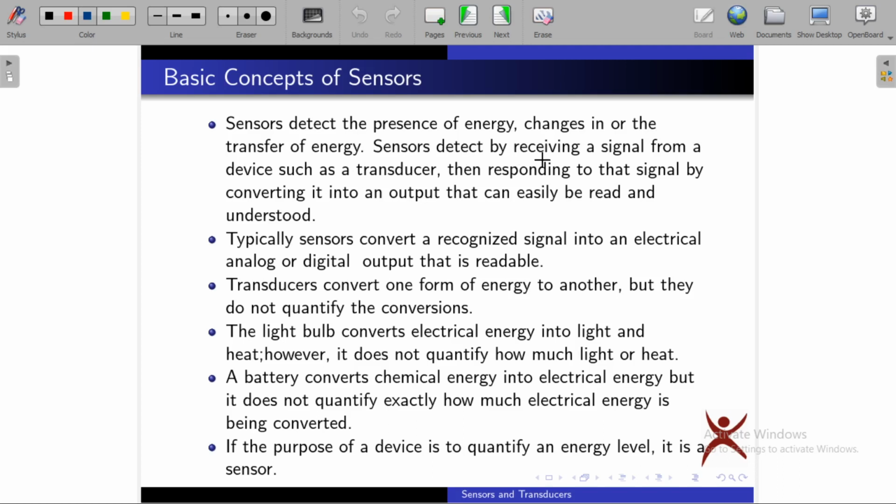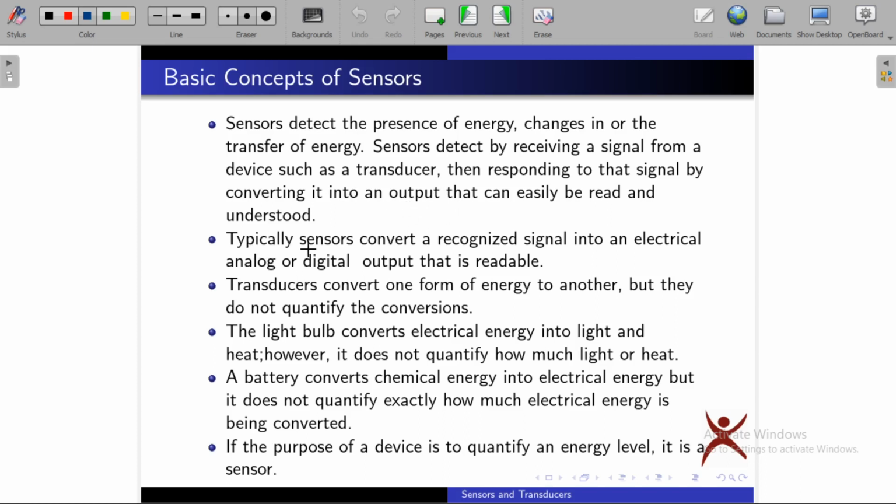Sensors detect by receiving a signal from a device such as a transducer, then responding to that signal by converting it into an output that can easily be read and understood. That is, a sensor is a device that receives a signal produced by a transducer and responds to it. Responding to a signal means converting that input into an output with readable format.